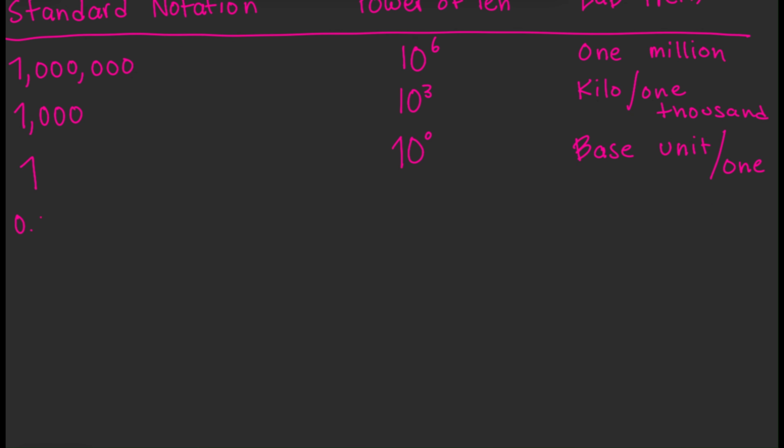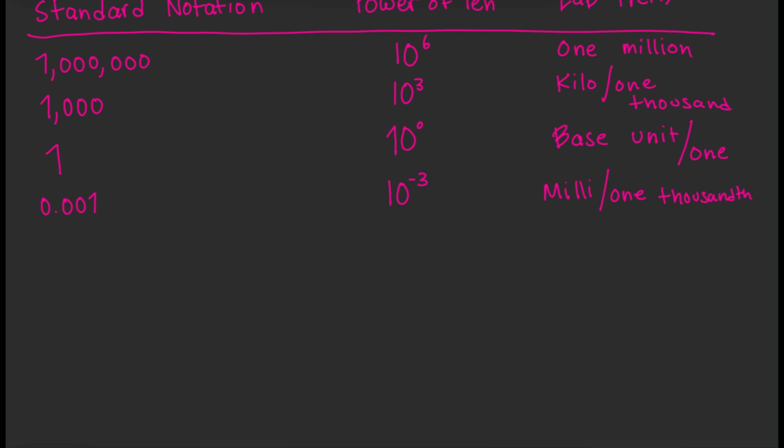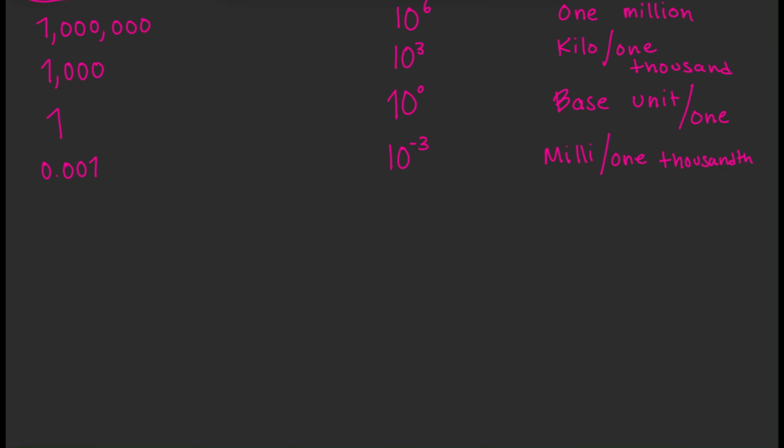If we have 0.001, that's 10 to the negative 3, so our prefix will be milli, or 1,000th. And then if we have 0.0001, right? So 1, 2, 3, 4, 5. I think we're missing a 0 here.